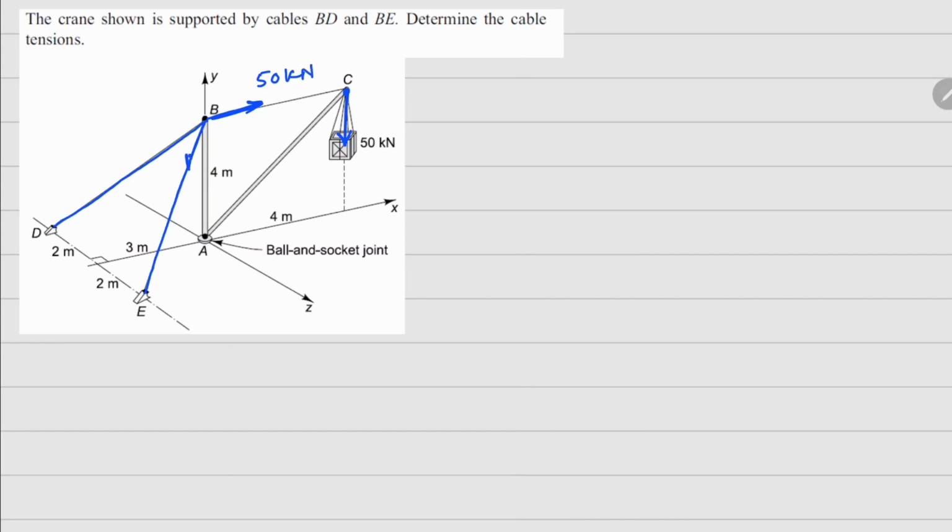And in these two cables here there will be tension here and there will be tension there. So we can call this TBD and this one as TBE. Now we can isolate this AB bar here and draw the free body diagram. So in that free body diagram we are going to have this force, this force, this force right here, and a vertical force coming here from the support as a reaction on that joint right there.